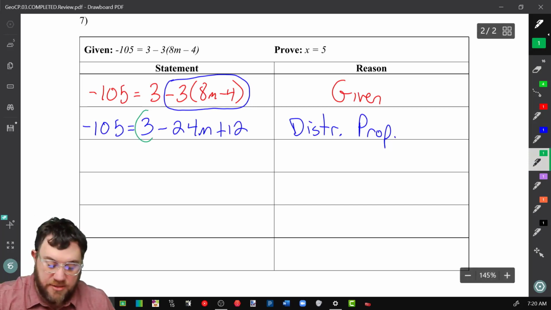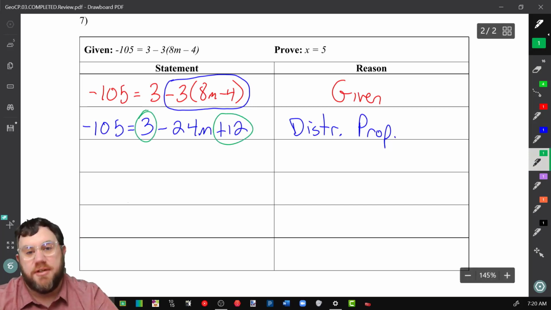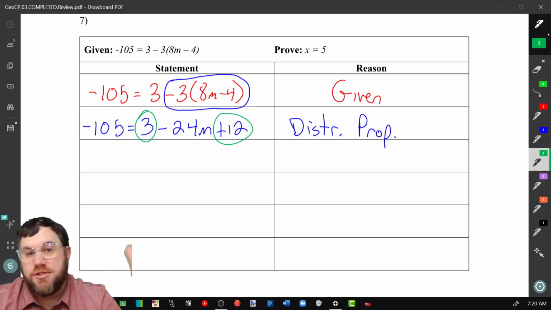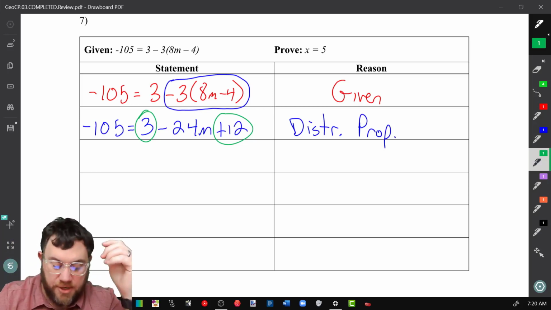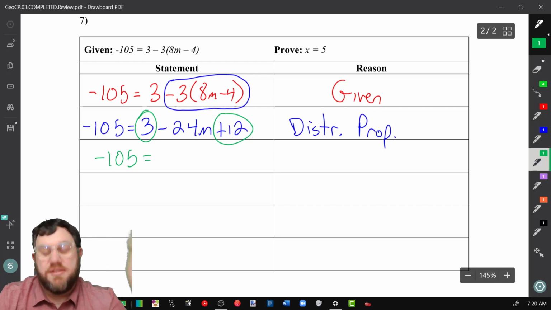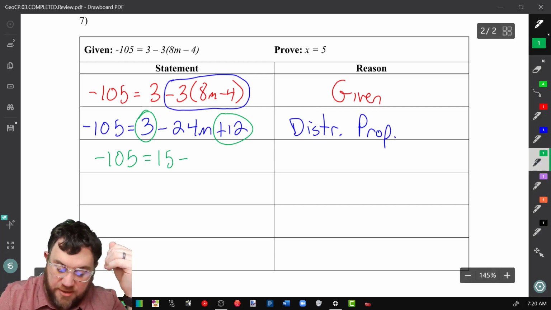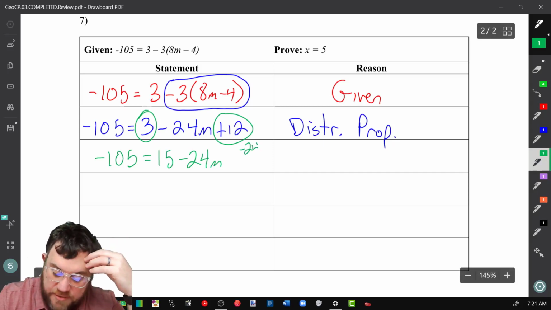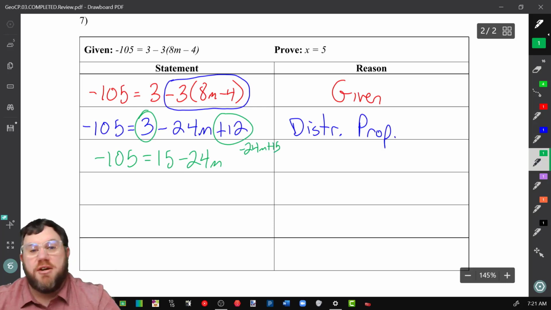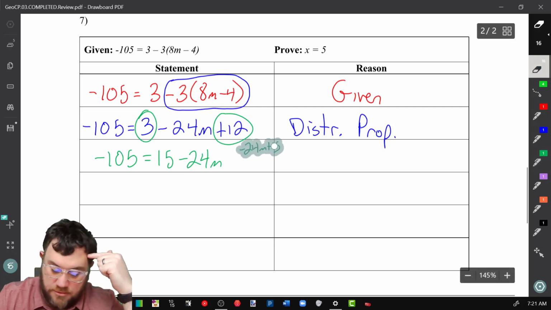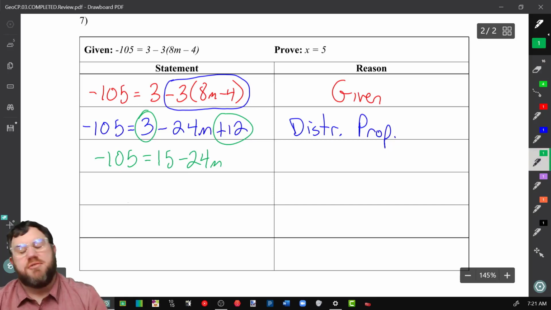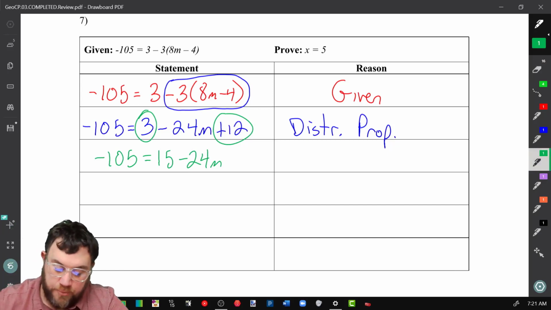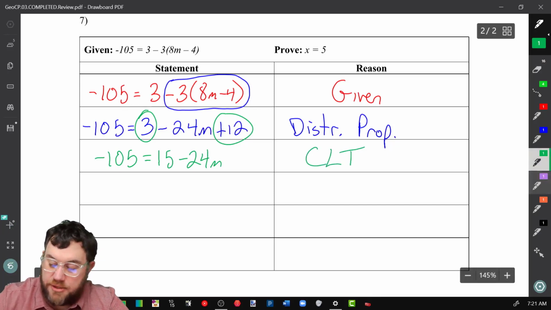Now the next thing we need to do is put the 3 and the 12 together. They are on the same side of the equal sign, and so no signs change, we just put them together. Okay, 3 plus 12 is 15. Now you could have the 15 at the beginning, so 15 minus 24m. You could also have negative 24m plus 15. Does not matter. They are the same thing. So whichever way you want to have it, just remember the 24m is negative, so that minus sign needs to be in front of it either way. And there we combined like terms.